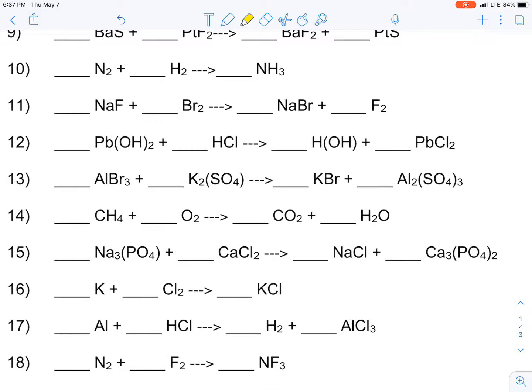I'll pick 12. Okay, so I look at number 12, and I see that I have two OHs on this side, and only have one OH on this side. Well, that's my something different. So the first thing I do is I fix that. So I put a 2 in front of that, and that fixes my OHs.